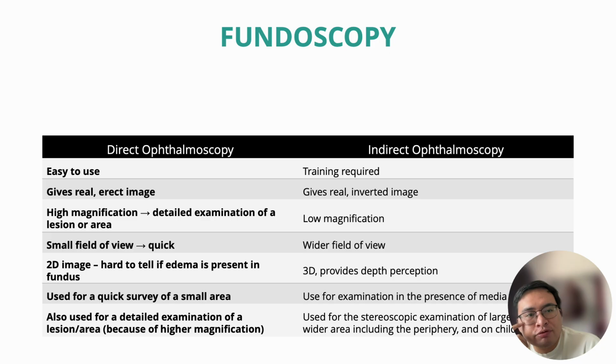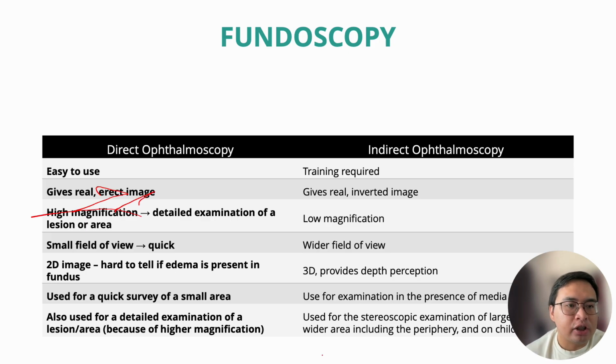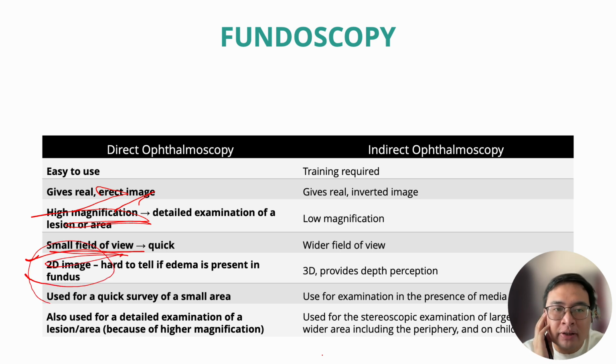So there are two types of fundoscopy, either direct or indirect ophthalmoscopy. The one that we use is direct ophthalmoscopy because it is easier to use, and it yields a real and direct image, meaning not inverted. There is high magnification. However, there's a small field of view and it's just a 2D image. When you rotate in ophtha, they could do indirect ophthalmoscopy. It gives better visualization, but of course, further training is required.